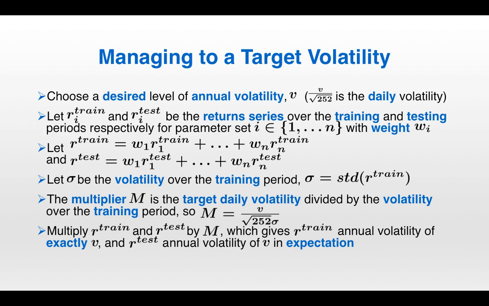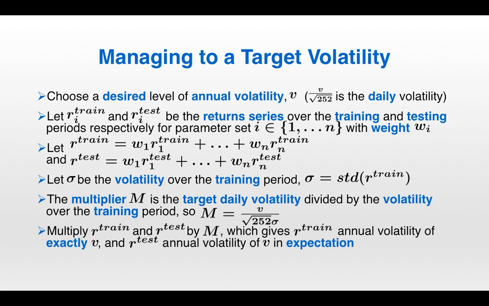R train starts out with volatility of sigma. We divide by sigma, and now it has volatility of 1. We multiply by V over the square root of 252, and that means that R train now will have volatility of V over the square root of 252. And when we annualize that, we multiply by the square root of 252, and that will give R train annual volatility of exactly V. The same is true for R test, with the exception that the annual volatility will be V only in expectation.